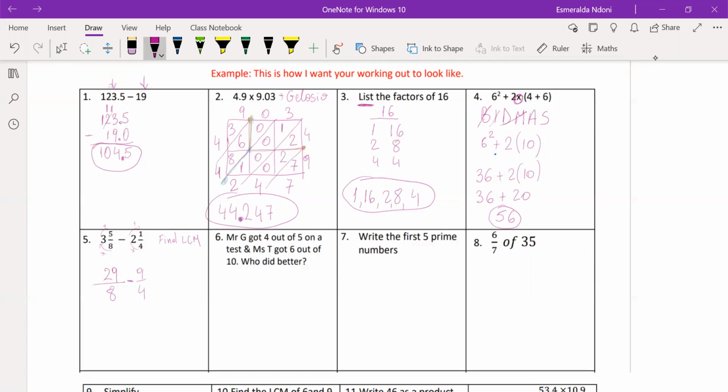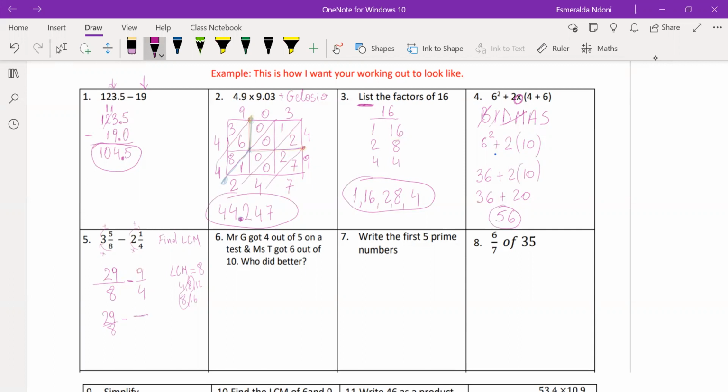Now I cannot add these fractions because the denominators are different. I need to make the denominators the same by finding the LCM. And the LCM of 8 and 4, it's 8. Because think about it, 4, 8, 12, and 8, 16. So that's your LCM. So the first one, we're not going to do anything because that's already an 8. However, we're going to work with the second one. So we need to turn that into an 8.